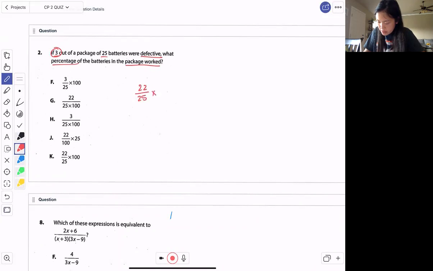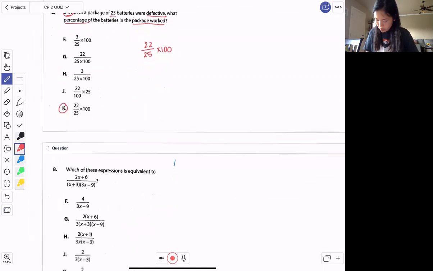And if I want to know the percentage, well, then I just multiply the fraction by 100. So I believe the answer, looks like J would have to be, oh, sorry, not J, K would have to be the answer. And that's it. So let's move on to problem 8.